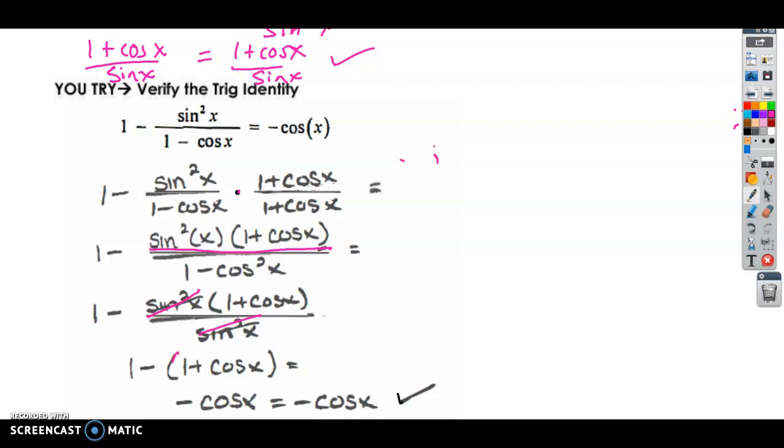So now, when you distribute, this 1 plus cosine of x is inside the parentheses, and the entire thing is being subtracted. So 1 minus 1, yes, bye-bye. But we have to minus cosine of x. That negative is like a negative 1 that you're multiplying. So don't forget this is a negative cosine.